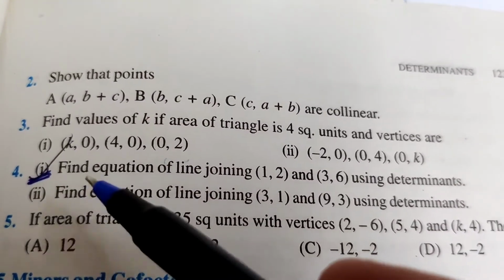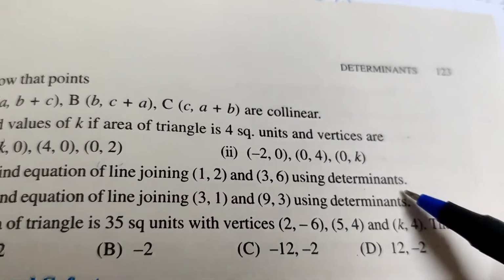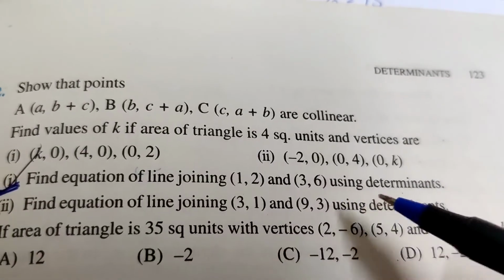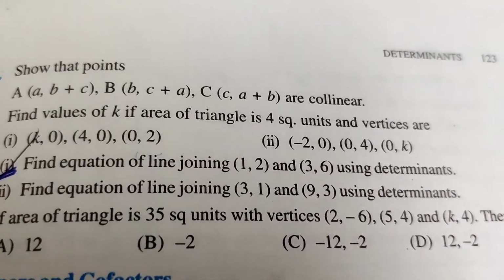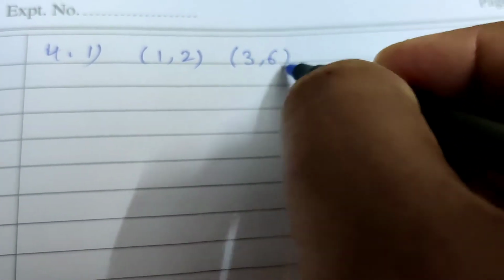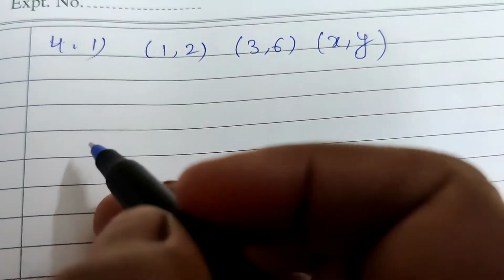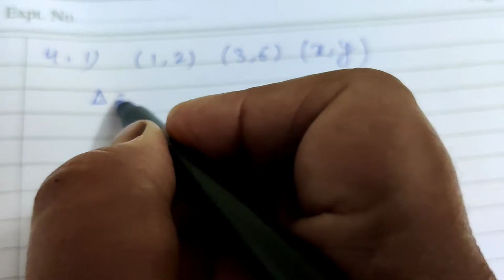Question number 4. Find the equation of the line joining 1, 2 and 3, 6 using determinants. The points are 1, 2 and 3, 6. Let the point x, y lie on this line. Now the area of the triangle equal to 0.